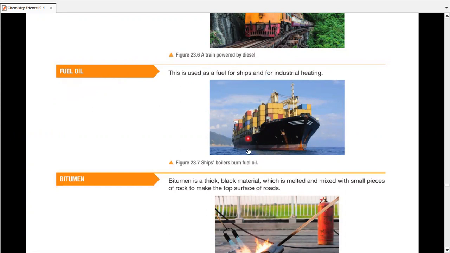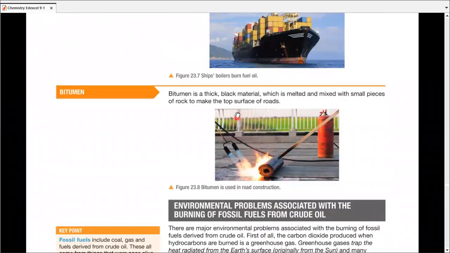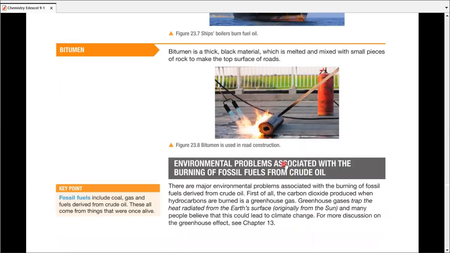Last one on the list is bitumen. Bitumen is a thick black material. It is melted and mixed with small pieces of rock to make the top surface of roads, and during that time, you're going to find it really sticky. That's how we are able to make good roads. So this actually completes the whole set of points.